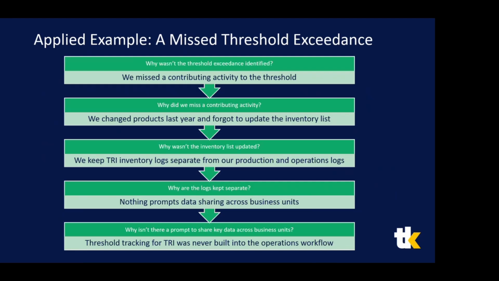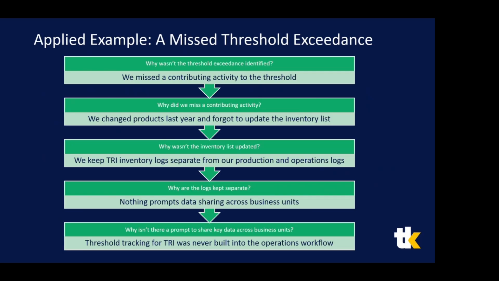For an applied example of this, I took a situation where a facility has missed a threshold exceedance. So they didn't report on a chemical that they should have. The first question to ask is, why wasn't the threshold exceedance identified? Well, we missed a contributing activity to the threshold, and so we didn't capture that amount of usage. Why did we miss a contributing activity? We changed products last year and we forgot to update our inventory list. Why wasn't the inventory list updated?